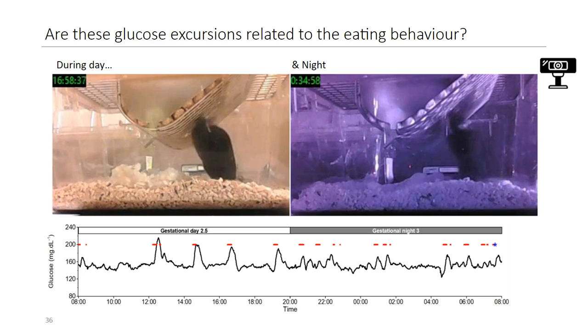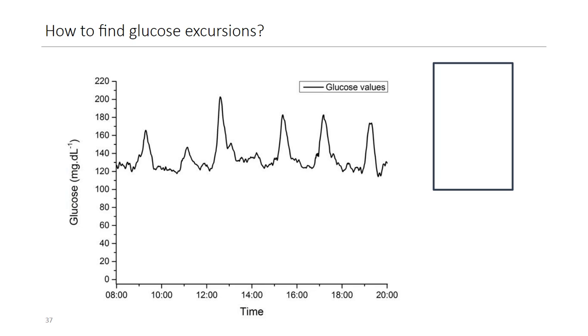And if we observed the eating episodes, and we compared this with the glucose excursions, we saw a relatively good correlation. So here you can see the red eating episodes correlate nicely with the glucose excursions. But now we know where these glucose excursions come from.